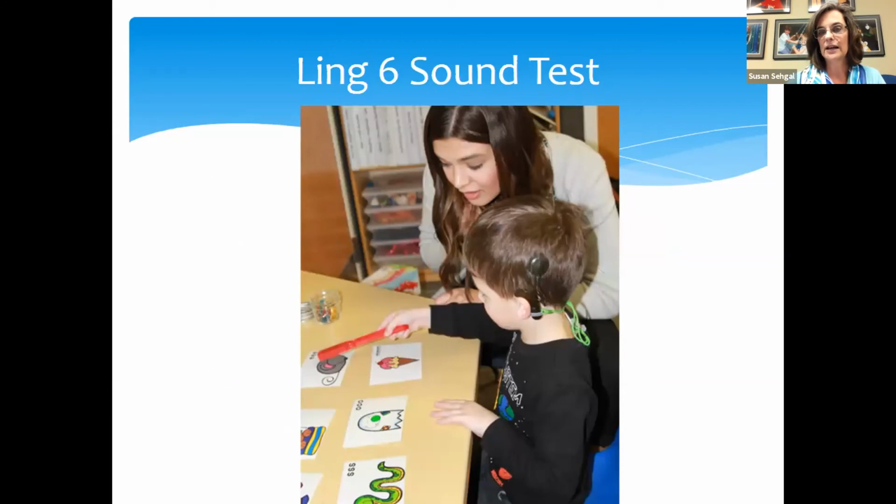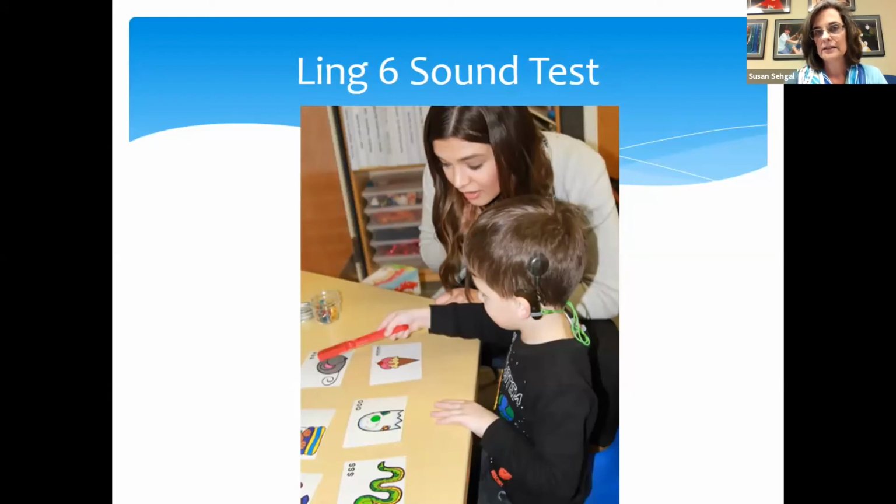Here you'll see a slide where one of our speech language pathologists, Kelsey, is working with a bilaterally implanted child, being able to identify the 6 Ling sounds, and they're using picture cards, and the child is picking up a token on the card where Kelsey has presented one of the Ling sounds.